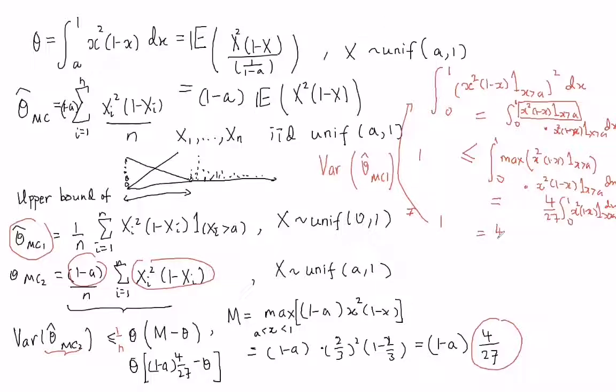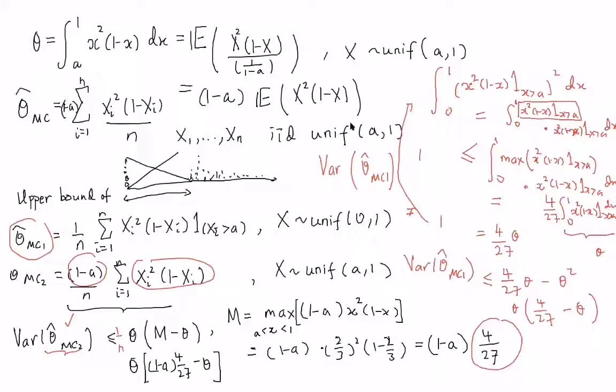So this becomes 4 over 27. So this is basically just the Monte Carlo estimator. So it's just theta, right? Okay. So therefore, the variance of this thing I can write as less than or equal to 4/27 theta minus theta squared, right? Just like how I did it for MC2. And basically this one you factorize, it becomes something like this.